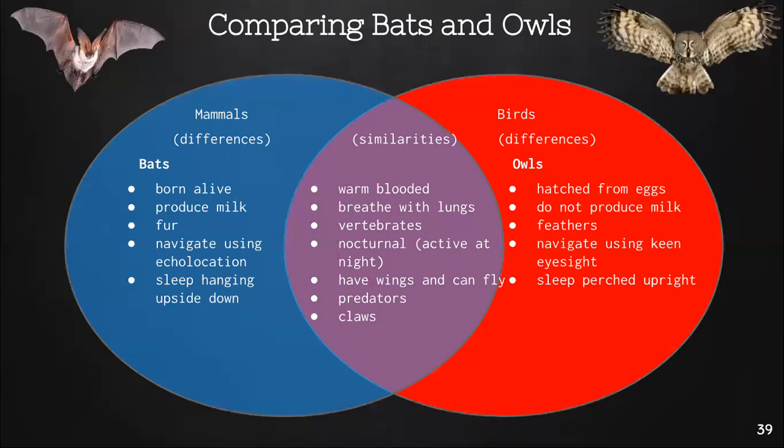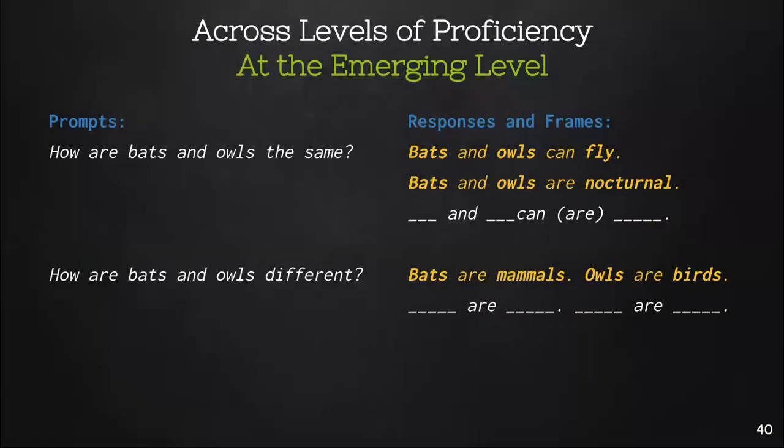And in this way, we're teaching them using content that they now know, connecting to content that maybe they learned in ELA or in science. And now we're saying, okay, when we're talking about similarities and differences, this is how we do it. So an example at the emerging level, students might be asked the prompt, how are bats and owls the same? And how they might fill that in would be bats and owls can fly, bats and owls are nocturnal.